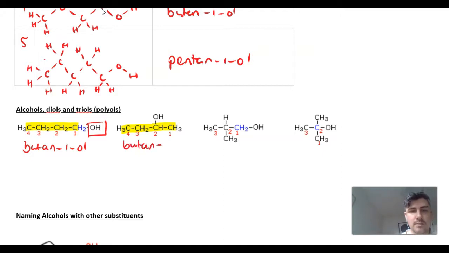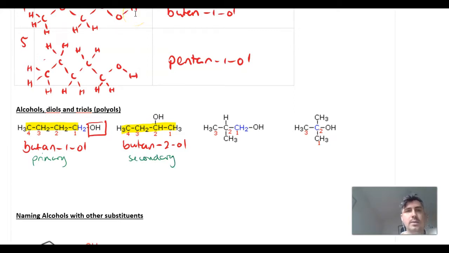This time we're going to count from the side which will end up with the lowest numbers. So we're going to stay on this side, 1, 2, 3, 4, and that way we end up with a 2-ol. Otherwise we would have had a 3-ol, which the rules state that you have to have the lowest number possible. Okay, with this one, so the first one was a primary alcohol. Primary. This is a secondary alcohol.